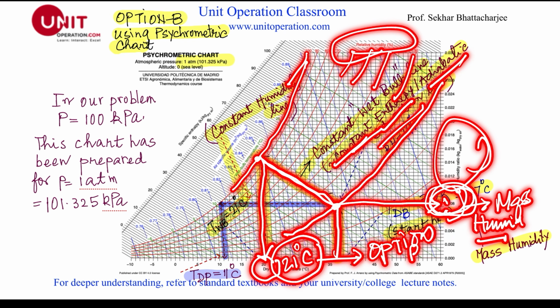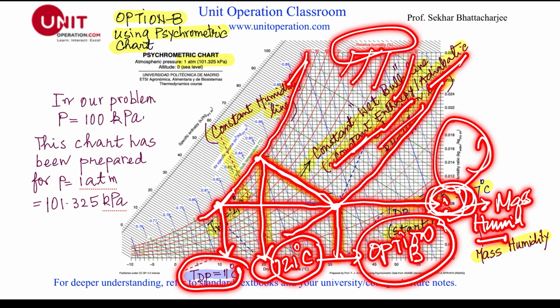Also, if you want to see what is the dew point temperature, from here you go straight out here at the same humidity. You just go up to the 100% line here. This is my 100% line here, and you come down here and read the temperature. So that's 11 degrees Celsius.